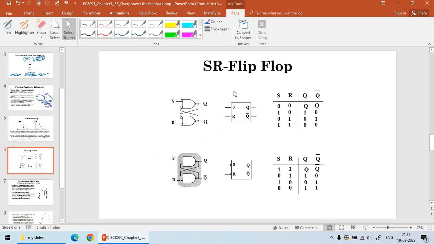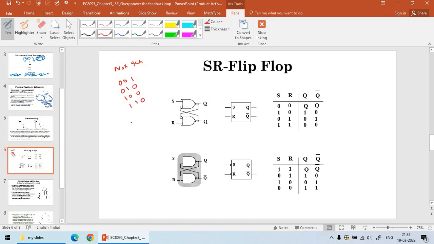We will go into the SR flip-flop. So this is constructed using SR. In the SR type flip-flop we are going to consider the NOR gate. In the case of a NOR gate, 0 0 gives output 1, 0 1 gives output 0, 1 0 gives 0, and 1 1 gives 0.